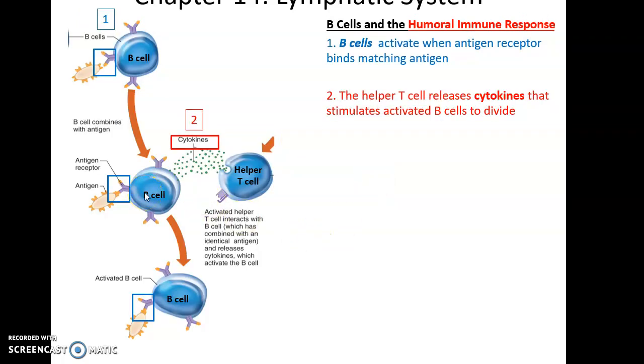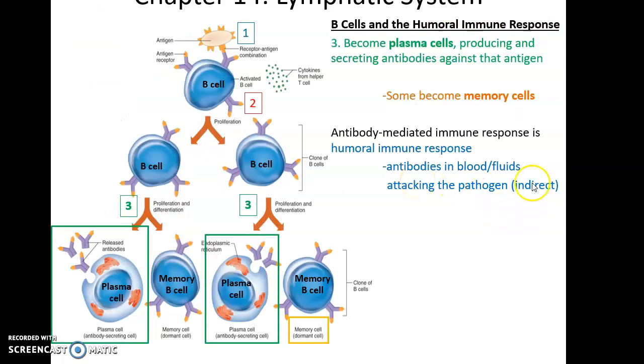The B cell then gets further stimulated and activated by cytokines produced by the helper T cell. So again, helper T cell stimulates the B cells activated by the exact same pathogen, the exact same antigen that the helper T cell was. The B cells then divide many, many times, and as they divide, they become either plasma cells or memory B cells. Mostly plasma cells, but also some memory B cells. So it's not 50-50, it's more like 90-10.